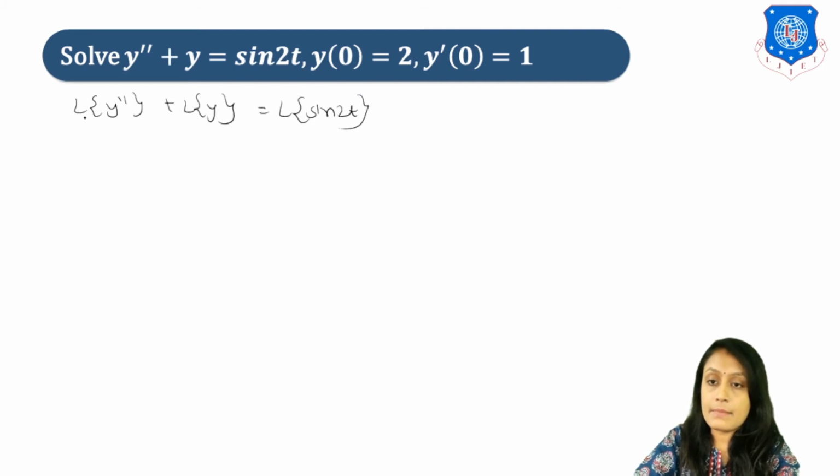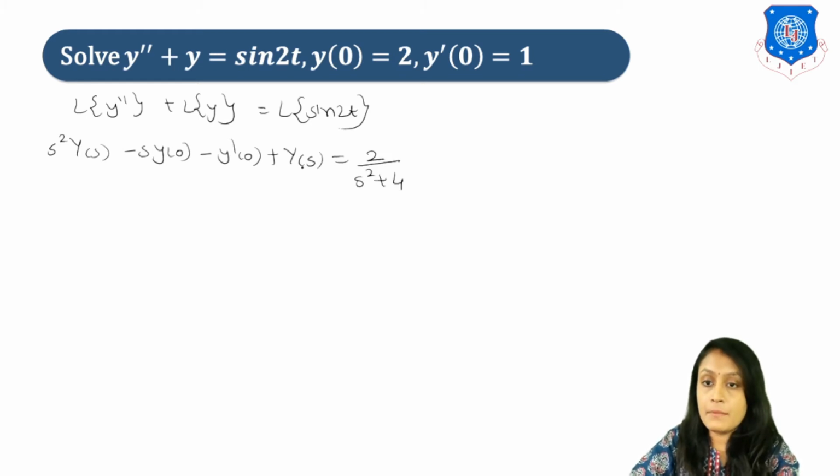So what you will get here: Laplace transform of y double dash, that is s square Y(s) minus s y(0) minus y dash(0), plus Laplace transform of y, which is Y(s), is equal to Laplace transform of sine 2t, that is 2 upon s square plus 4. Okay, bring this Y(s) term together, so we have (s square plus 1) Y(s), minus y(0) is 2, so we have minus 2s, and y dash(0) is 1, so we have minus 1, is equal to 2 upon s square plus 4. Now (s square plus 1) Y(s) as it is.